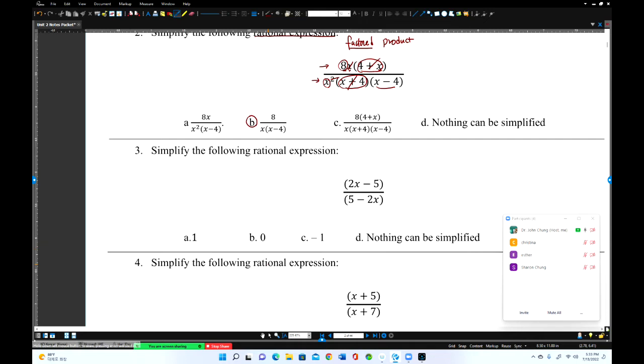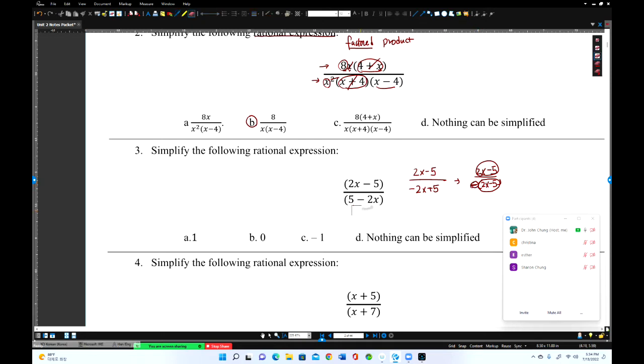Now number 3: 2x minus 5 over 5 minus 2x. This is the same factor, but not exactly the same. Actually, 2x minus 5 and 5 minus 2x have the same terms but in a different order. I'm going to factor out a negative, so 5 minus 2x looks like negative (2x minus 5). Continue: 2x minus 5 over negative (2x minus 5). Now you can see that these two factors are exactly equal. They can cancel out, but we still have a negative over here.